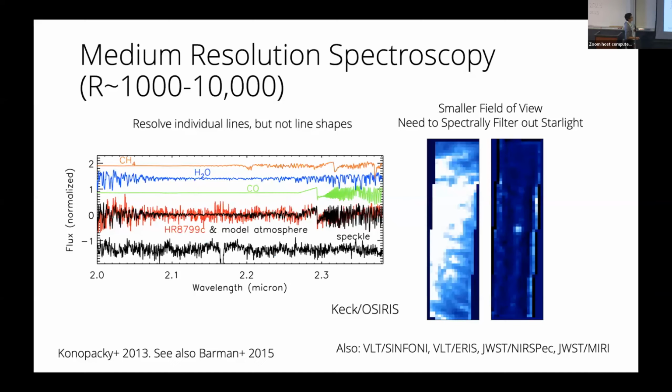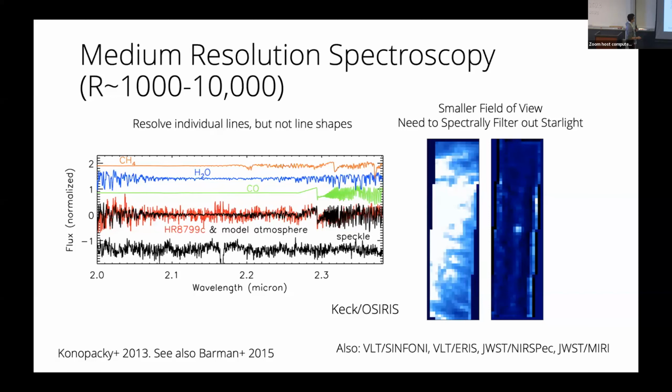All right, so that's low res spectroscopy. We're now going to move to medium res spectroscopy with direct imaging. So medium res spectroscopy operates at a spectral resolution between about R of 1,000 to 10,000. At this resolution, we're resolving individual molecular absorption lines, but we're not resolving their line shapes. So we're seeing individual wiggles in the spectra, but we aren't measuring the shapes of each of those individual wiggles.